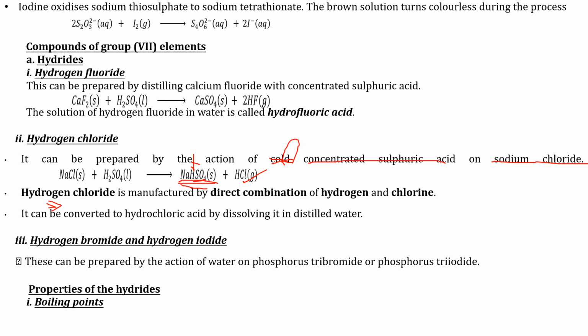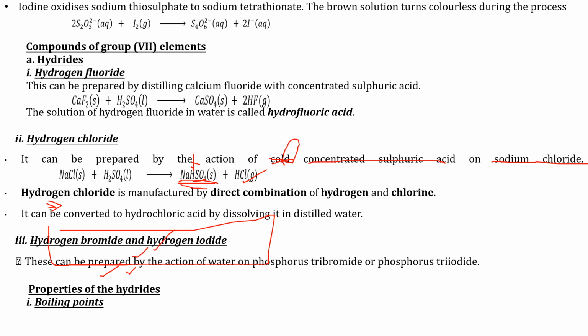So if you look at Roman number 3, we are looking at hydrogen bromide. Now we are saying that hydrogen bromide and hydrogen iodide can be prepared by action of water on phosphorus tribromide or phosphorus triiodide. Now I didn't put the equations here, but you can include them from any textbook. I believe that's something minor.